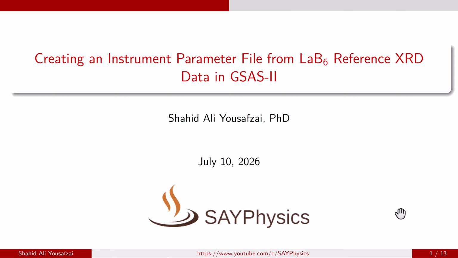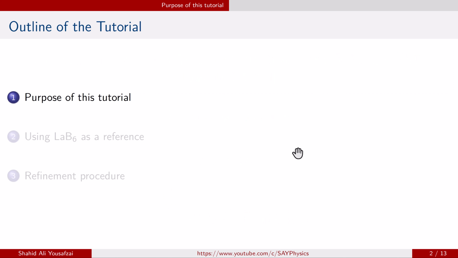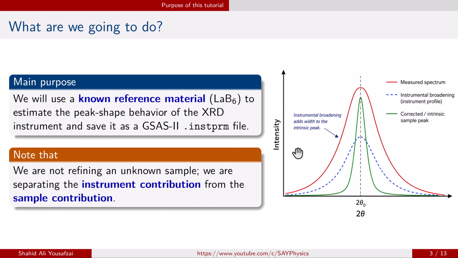By the end of the session, we will have a clear workflow for preparing the LaB6 pattern, fitting the relevant peak profile parameters, saving the result as an instrument parameter file, and validating whether that file works correctly in a fresh GSAS-II project. In this presentation, we are not treating LaB6 as an unknown sample. Instead, we are using it as a known reference material.